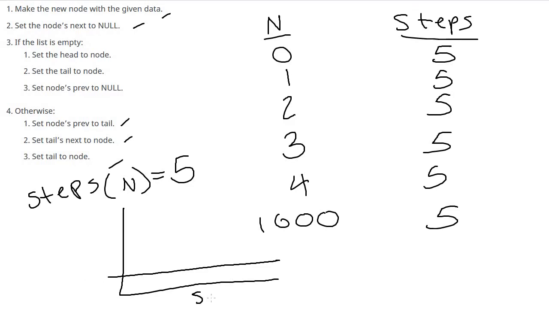It doesn't matter how big your input size n gets. It doesn't matter how many nodes are in the linked list. The number of steps taken by this algorithm remains constant. It remains flat at 5.